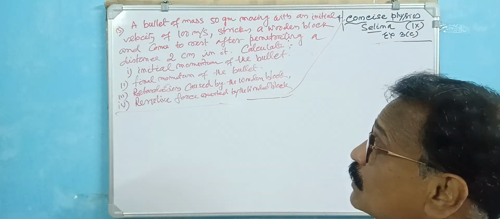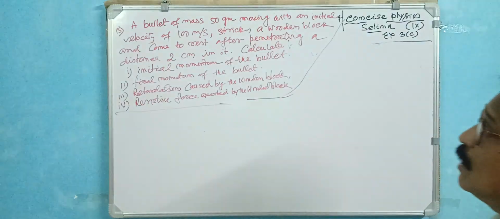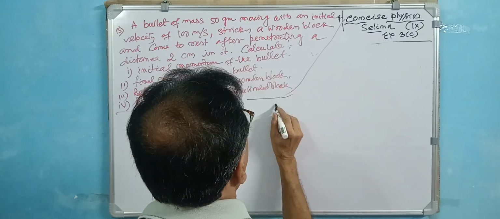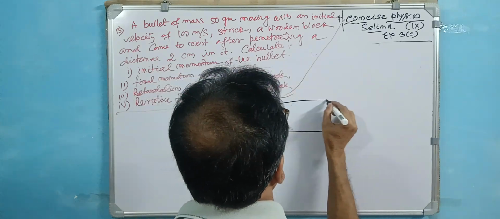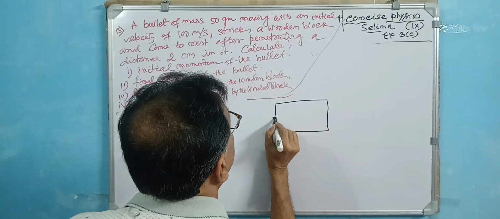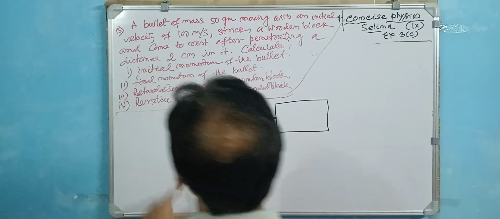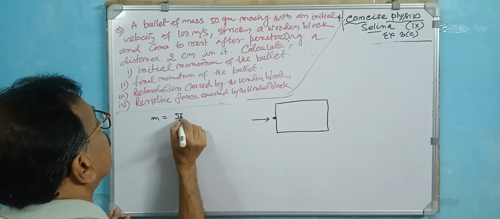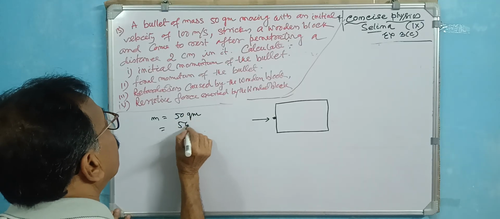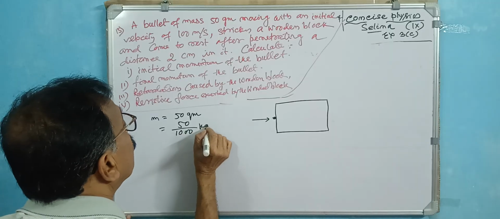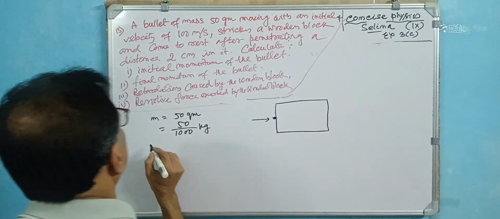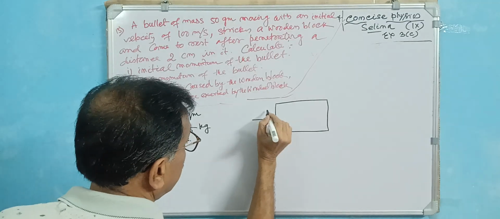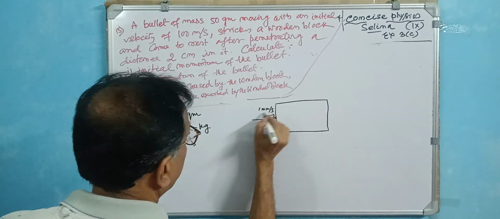Suppose a bullet of mass, moving with an initial velocity, strikes a wooden block. Suppose this is the wooden block, and the bullet is moving in this way. The bullet mass is given here as 500 gram, which is converted to 500 by 1000 kg. No problem. It strikes with the initial velocity u, which is 100 meter per second.